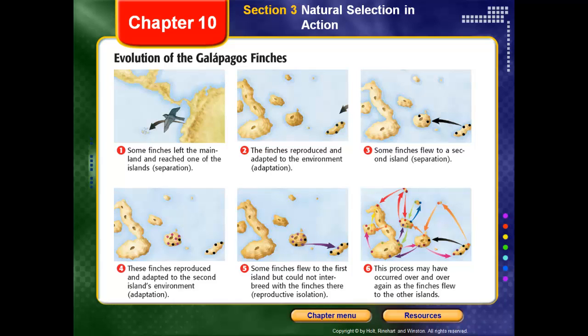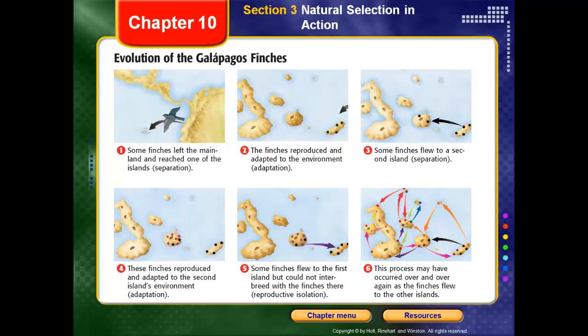So here's a very common example that is shown a lot: the evolution of the Galapagos finches. This is something that Charles Darwin noted when he was on his expedition with the Beagle, the name of the ship. So originally, you had some finches from the mainland of South America, and they left the mainland somehow and landed on one of the islands. So that was separation from the original population in South America. These finches then reproduced and adapted to that environment. So that's adaptation. The ones that were most fit, meaning most able to survive and produce offspring on that island, passed their adaptations on to their offspring.